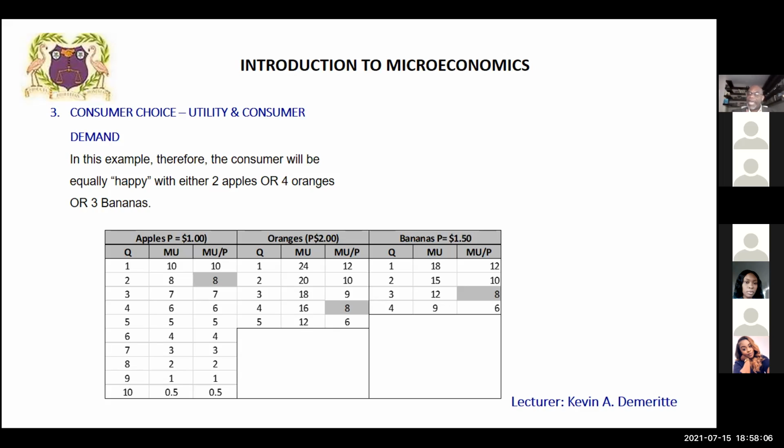Similarly, for the third orange, I got less satisfaction. So therefore, my enjoyment per dollar spent went down as well, et cetera, et cetera. All right.